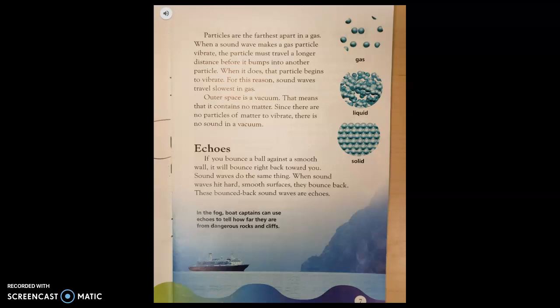Outer space is a vacuum. That means that it contains no matter. And since there are no particles of matter to vibrate, there is no sound in a vacuum.